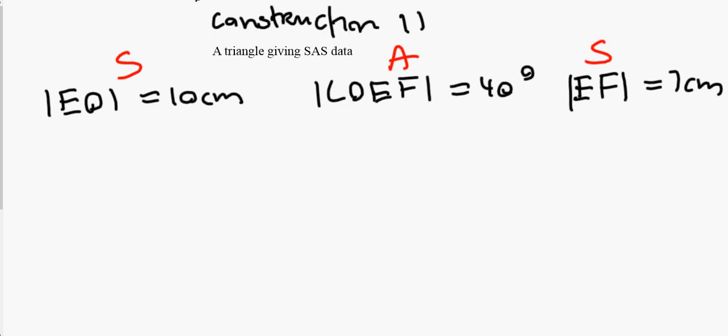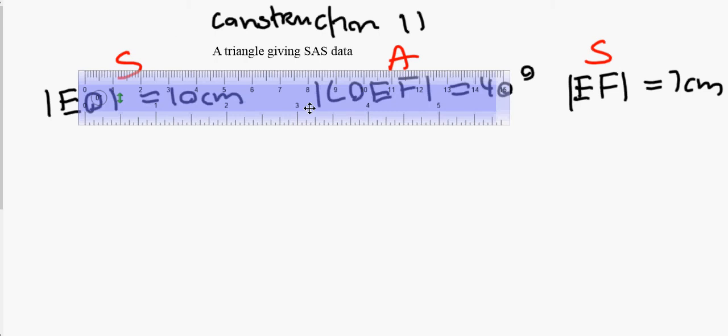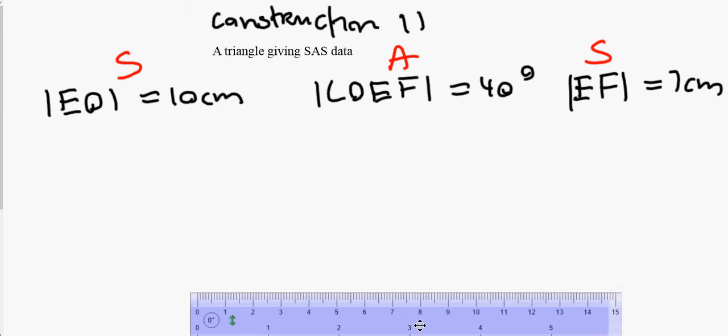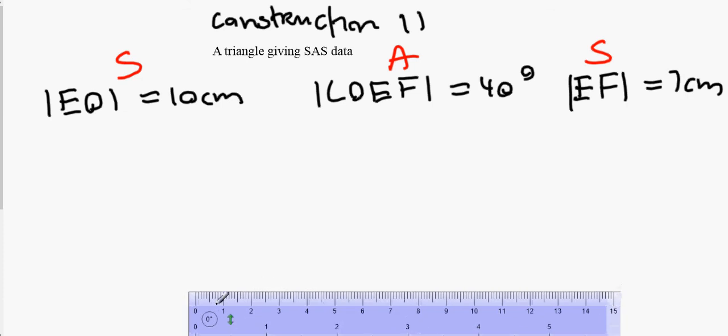So step 1 is to draw out the longest side. The longest side is ED, so it's 10 centimeters long. Just going to draw a line 10 centimeters long. Okay, so that's 10 centimeters long. Just do it one more time, just see if we can get it more accurate. Okay, so that's 10 centimeters long.